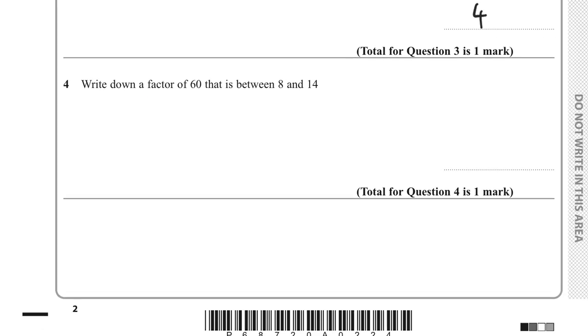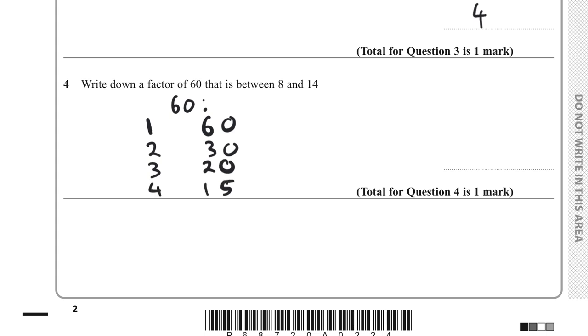A factor of 60, that's between 8 and 14. I'd probably just list all the factors of 60. Remember, that means numbers that times to make them. I normally write them in pairs, so 1 and 60, 2 and 30, 3 and 20, 4 and 15.